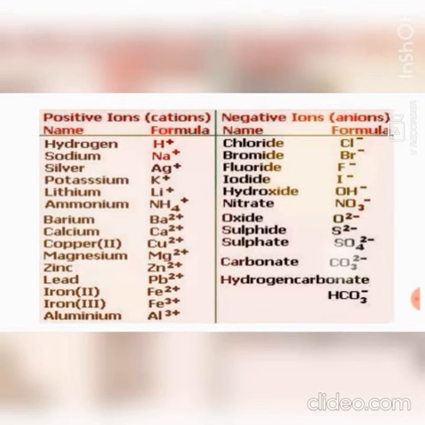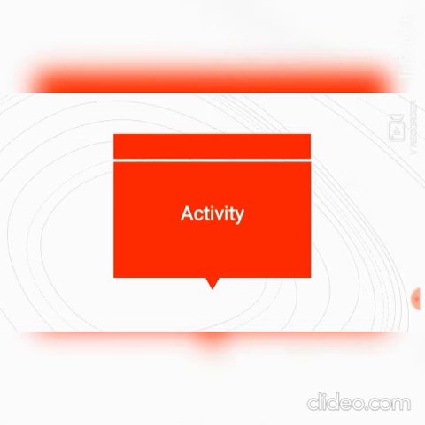The examples for positive radicals are hydrogen H plus, sodium Na plus, silver Ag plus, potassium K plus, lithium Li plus, ammonium NH4 plus, barium 2 plus, calcium 2 plus, etc. Similarly, for negative radicals: chloride Cl minus, bromide Br minus, fluoride F minus, iodide I minus, hydroxide OH minus, nitrate NO3 minus, oxide O2 minus, sulfide S2 minus, sulfate SO4 2 minus, carbonate CO3 2 minus, hydrogen carbonate HCO3 minus.